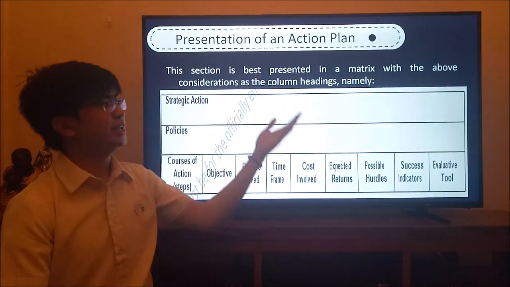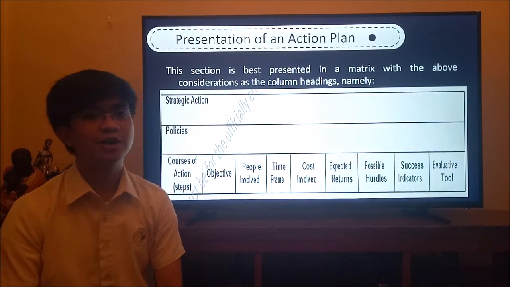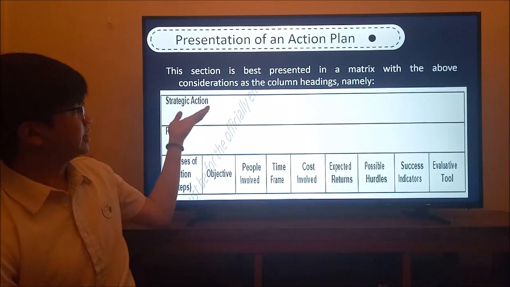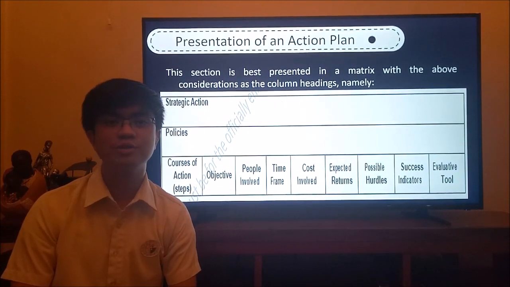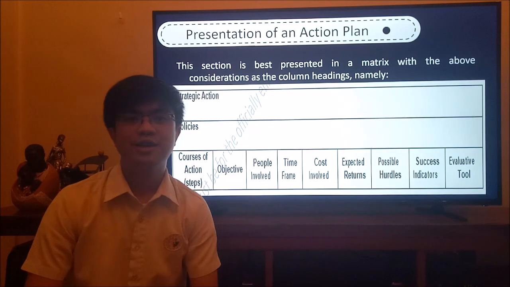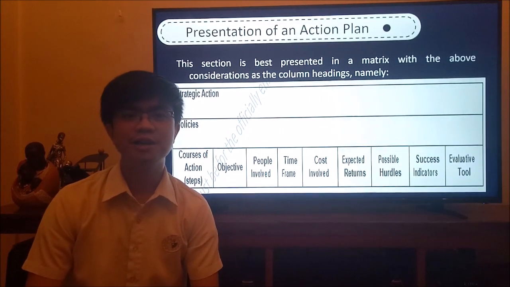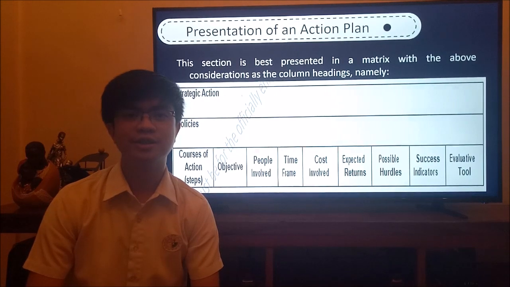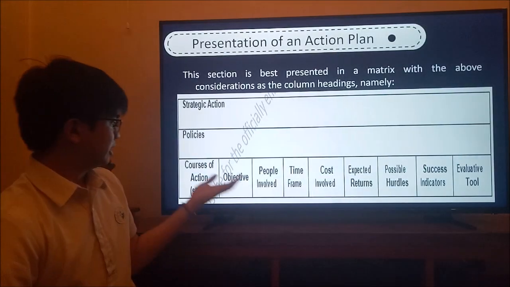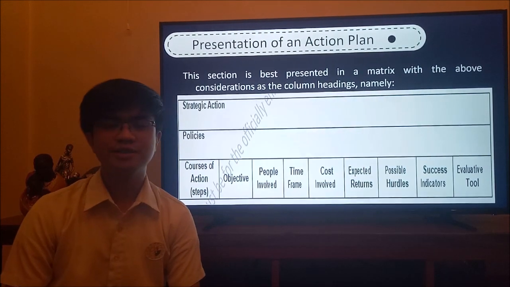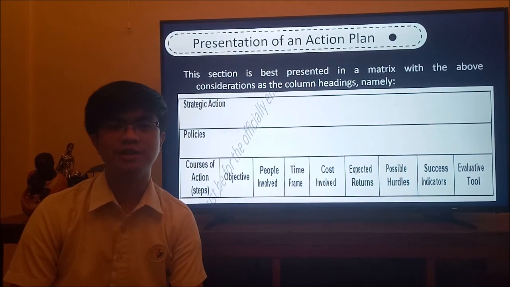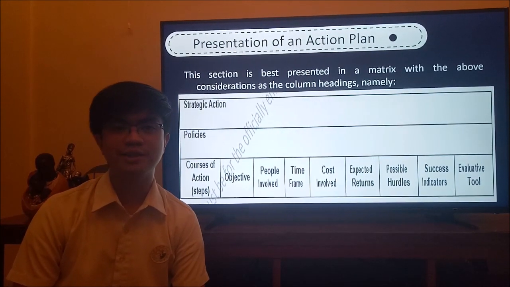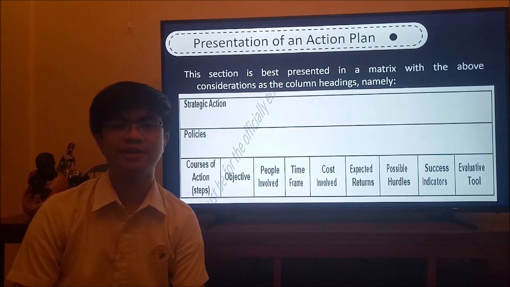Now, let's proceed with the proper presentation of an action plan. This section is best presented in a matrix with the above considerations as the column headings. Namely, first is the strategic action. This contains the recommended ACA, or commonly known as the alternative course of action. Next would be policies. This is the statement of the policy that shall embody the courses of action based on the strategic action taken. The courses of action are steps. This is the specific plan of activities that are undertaken in order to implement the strategic choice. It must be based on the actual practice and consistently respond to the strategy.